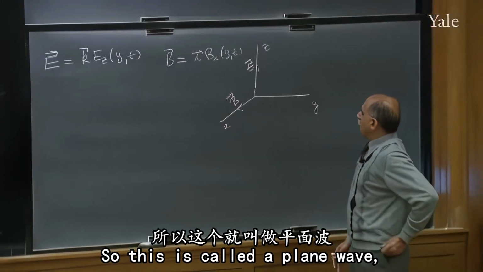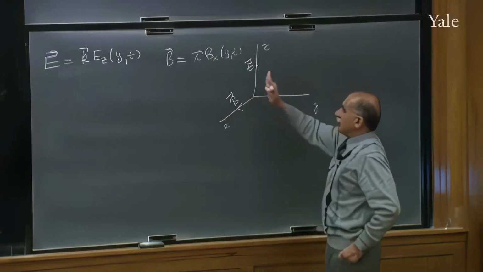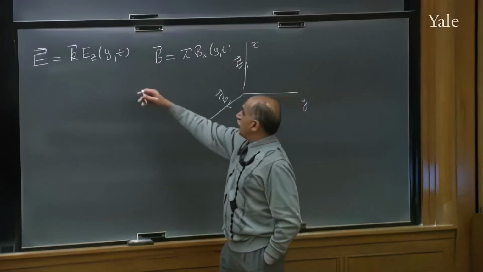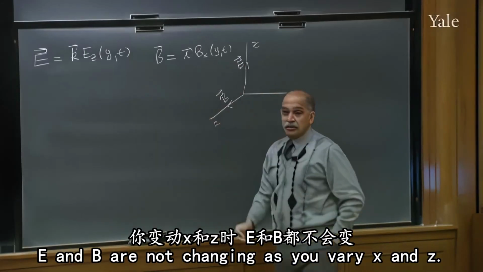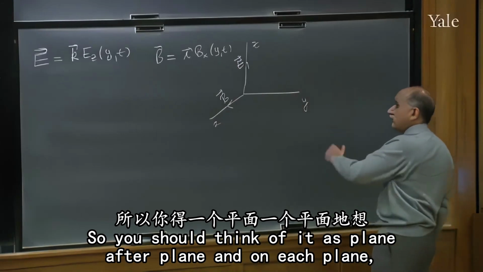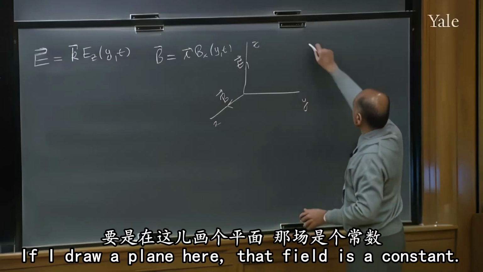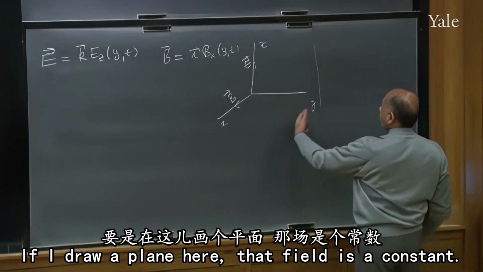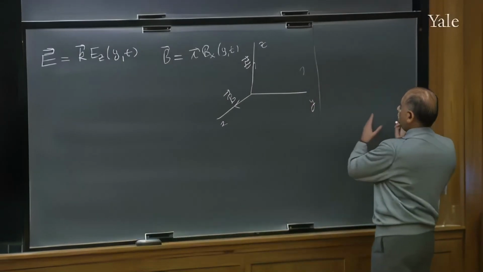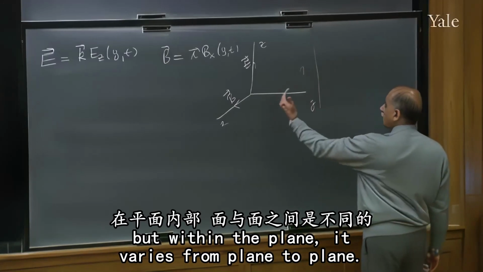So this is called a plane wave, because if you take the plane y equal to 0, E and B are constant on that plane, because when y is fixed at some value, E and B are not changing as you vary x or z. So you should think of it as plane after plane, and on each plane the field is doing the same thing. If I draw a plane here, E is a constant on that plane, and B is a constant on that plane. On another plane, it could be a different constant, but it doesn't vary within the plane. It varies from plane to plane.